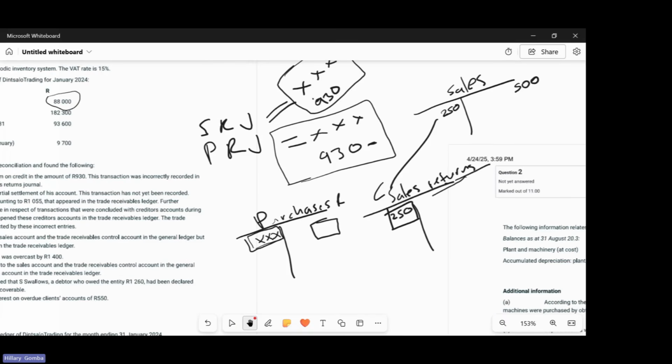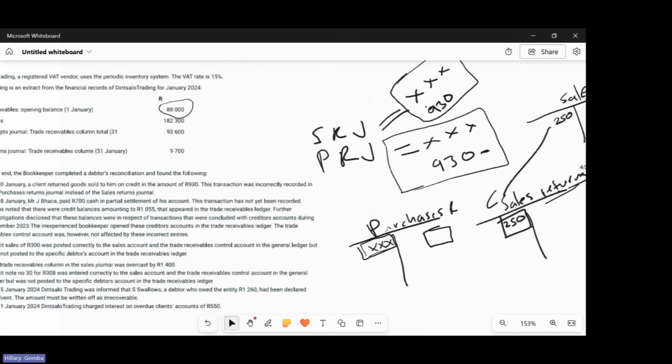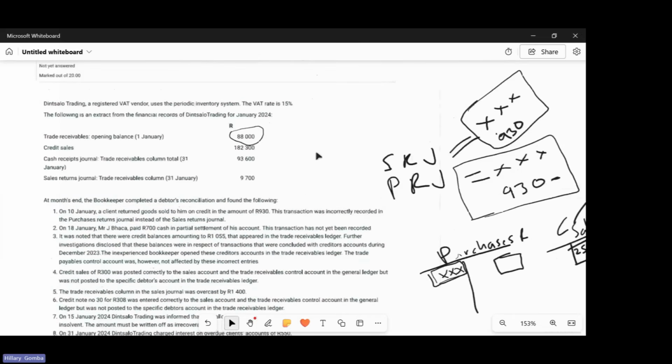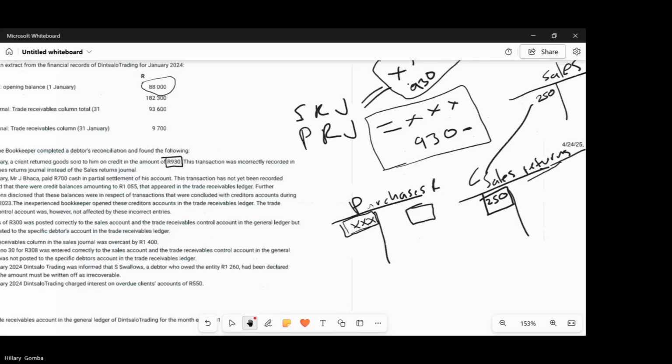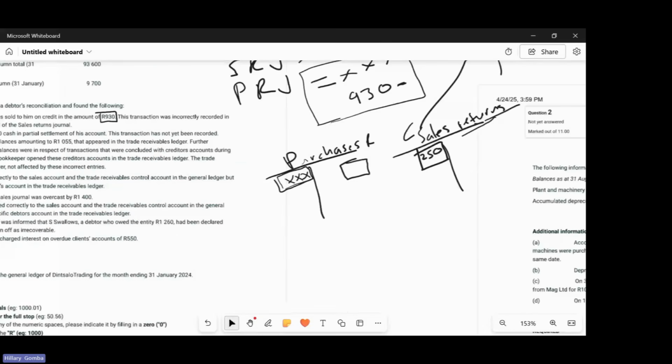So what we need to do is just simply record this 930. Just assist me: the purchases returns, on which side does it increase and on which side does it decrease? Okay. So we have the purchases, I'll start with the purchases, and then we have the purchases returns.